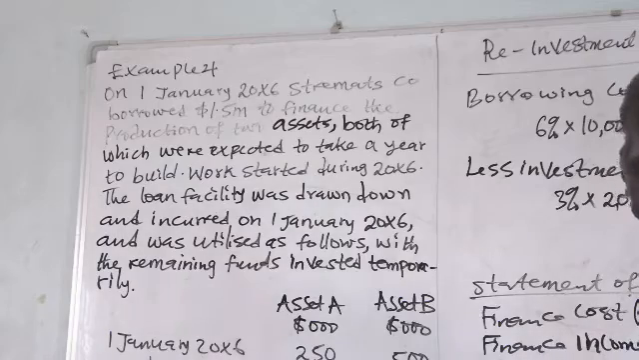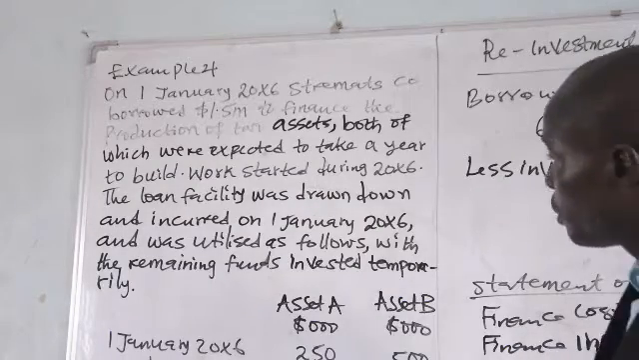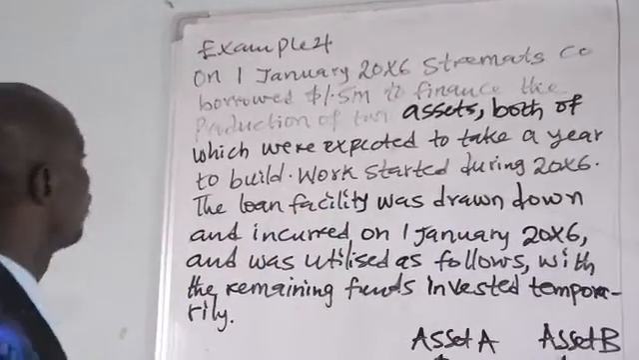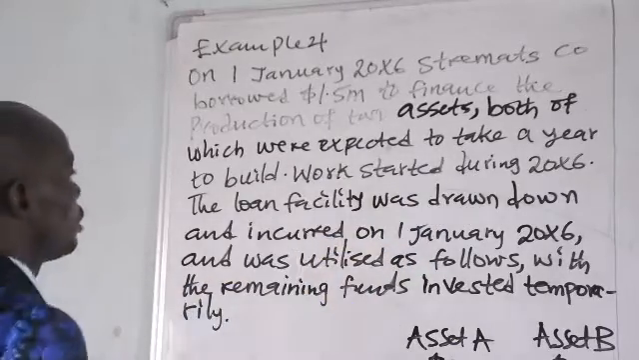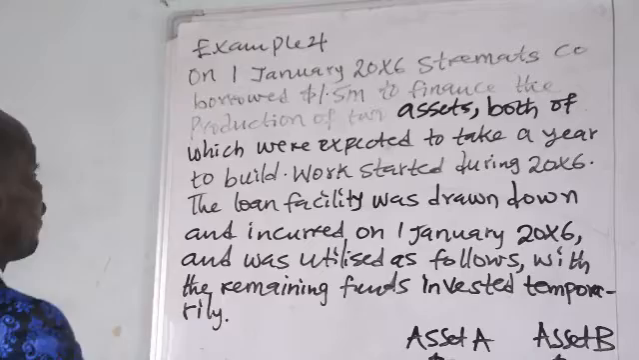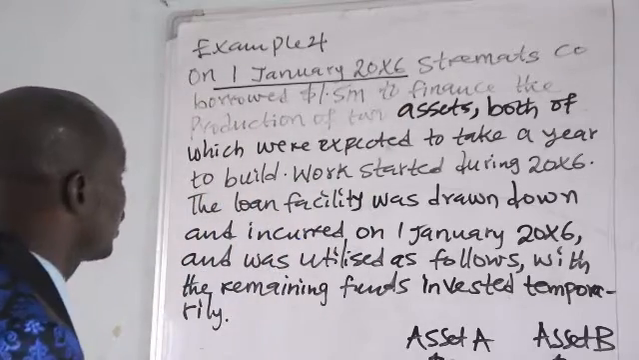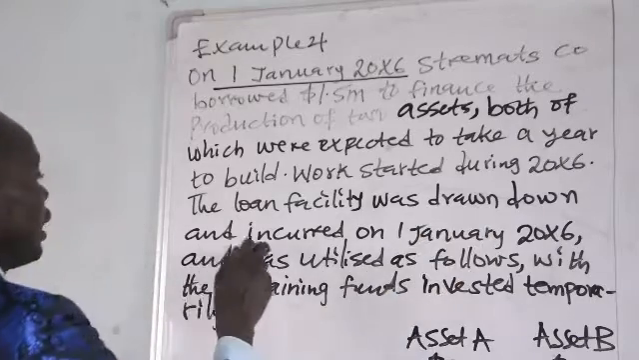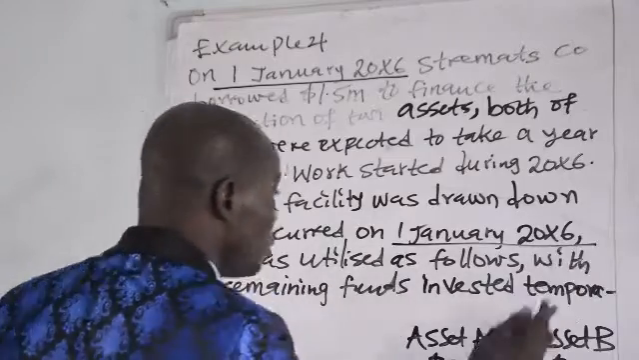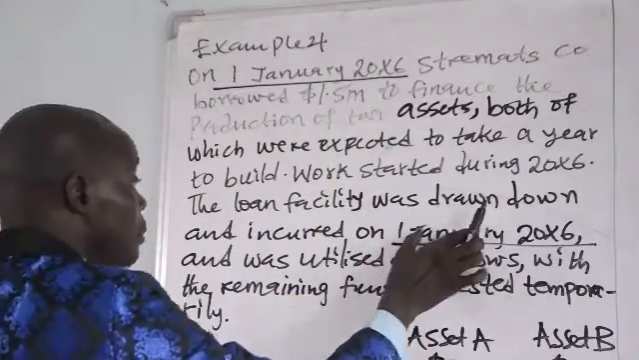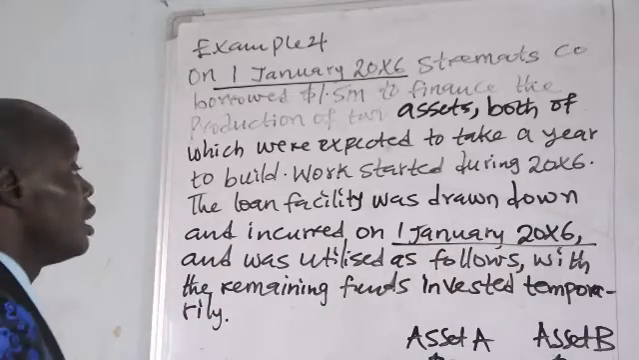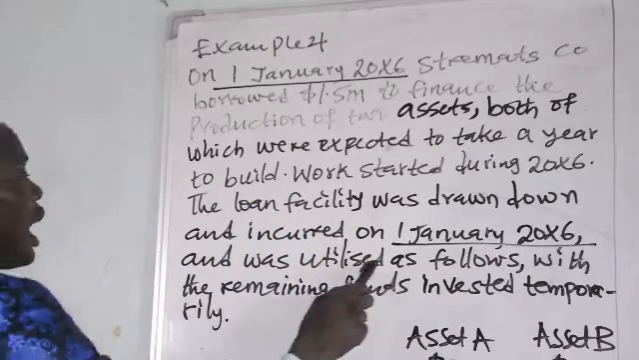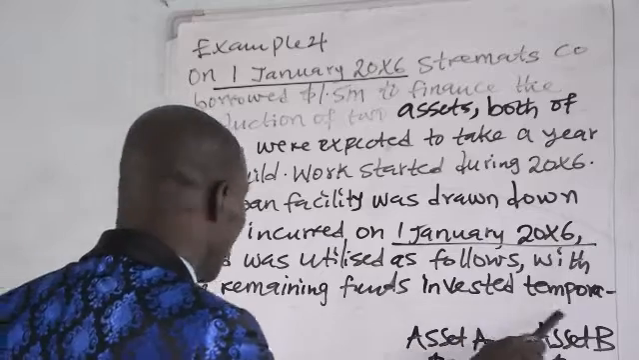On 1st of January 2006, Srimatco borrowed 1.5 million to finance the production of 2 assets, both of which were expected to take a year to build. The amount borrowed is 1.5 million, and this loan was borrowed as of 1st of January 2006. Work started during 2006. The loan facility was drawn down and incurred on 1st of January 2006. So that means they started using the loan as at that same date. That means the commencement date of capitalization will be January 2006, since the 2 periods coincide, and it was utilized as follows, with the remaining funds invested temporarily.